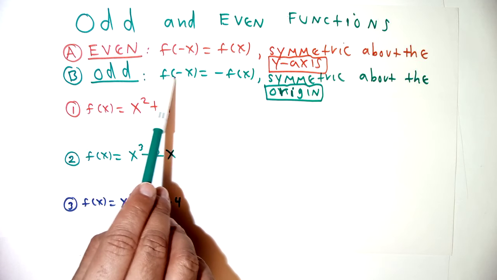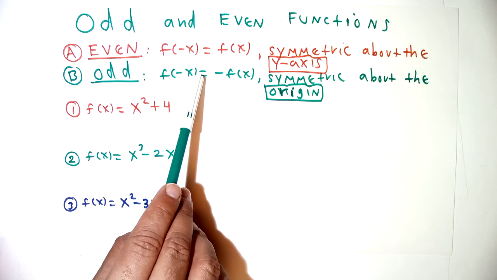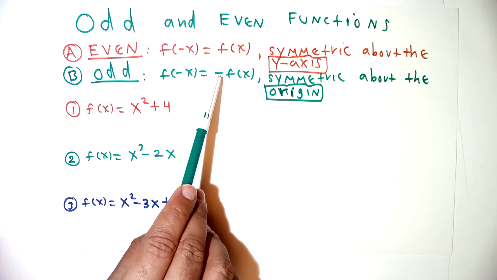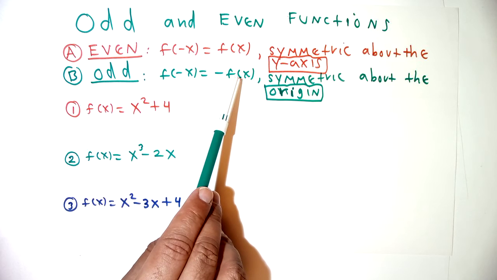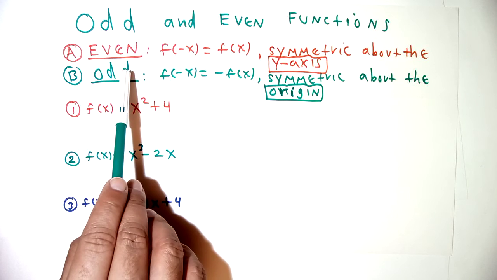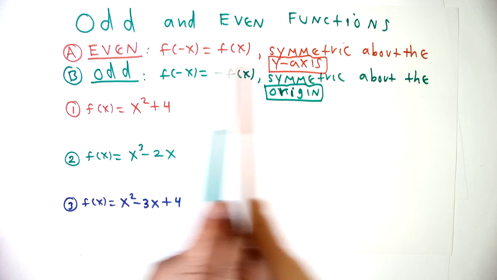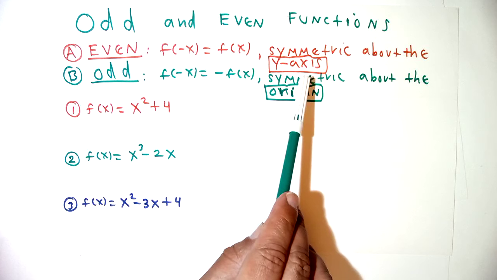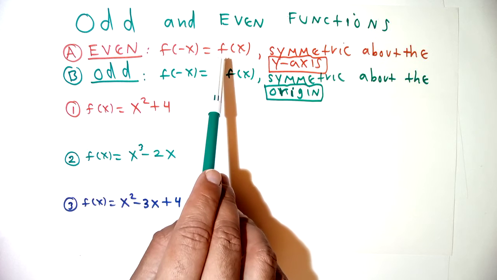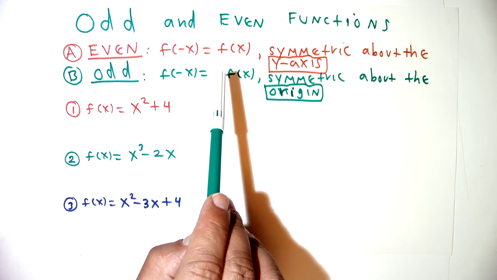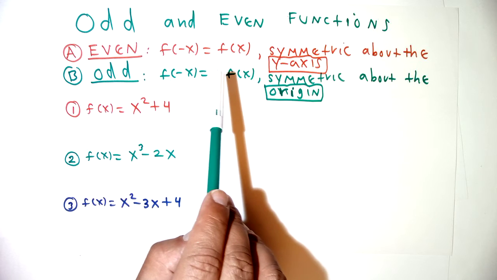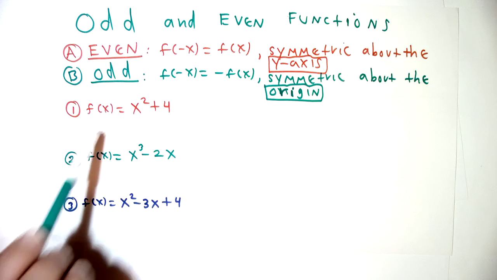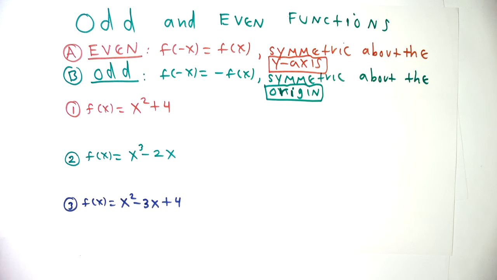If you replace negative x, but instead you get the opposite of the original, then in that case you're going to say that the function is odd, and the graph is symmetric about the origin. But what happens if both cases fail? Then you're going to say neither. So let's start with example 1 here.